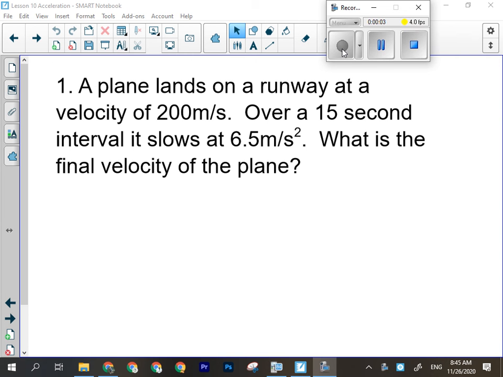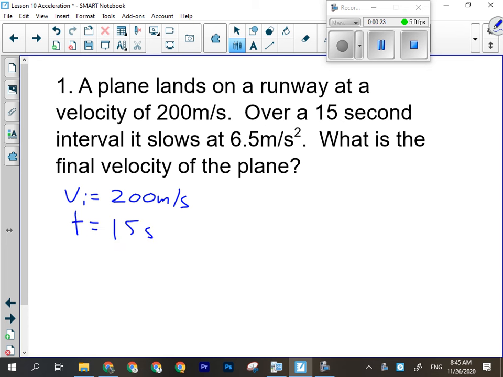Okay, so we got a plane that lands on a runway at a velocity of 200 meters per second. So that would be my initial velocity. Okay, over a 15-second period, what did they just give me? Time.